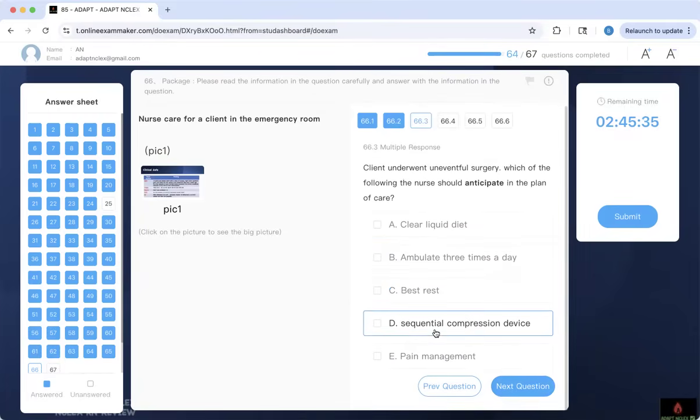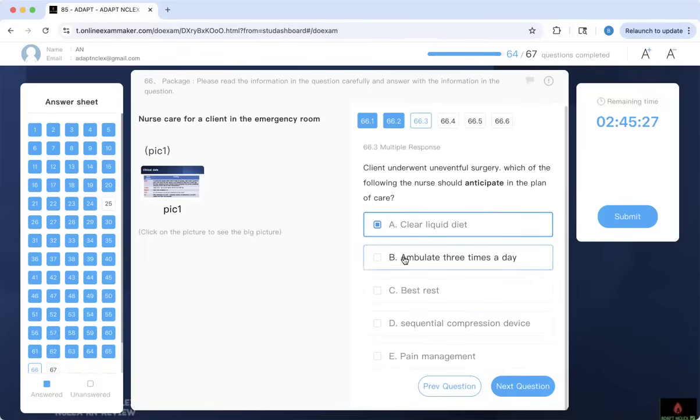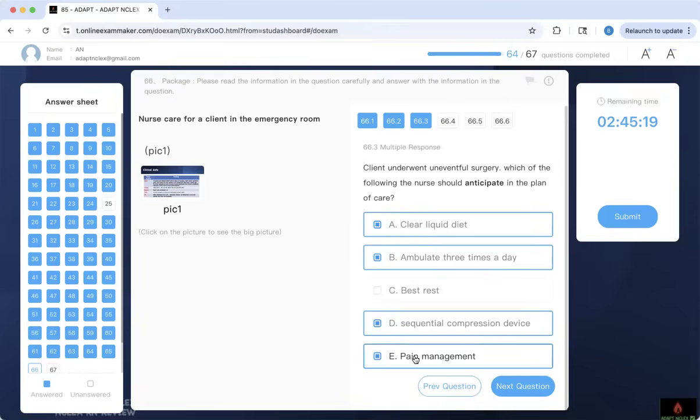The patient now had surgery. Which of the following should the nurse include in the plan of care? After you have surgery, you can get some clear liquid. You can get out of bed. No bed rest. We can give you SCDs. We can monitor your pain. Classic GI question.